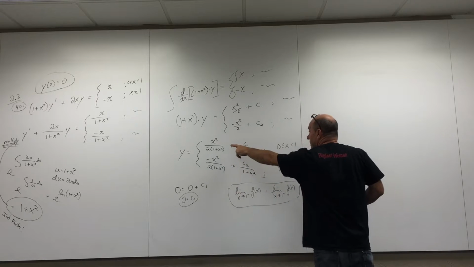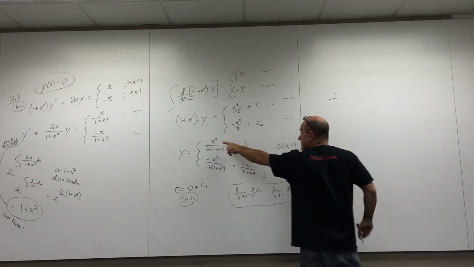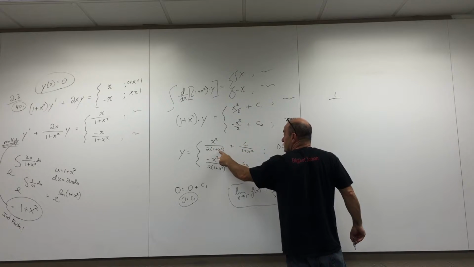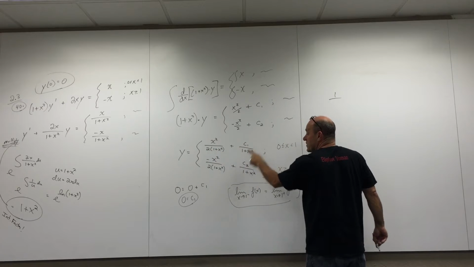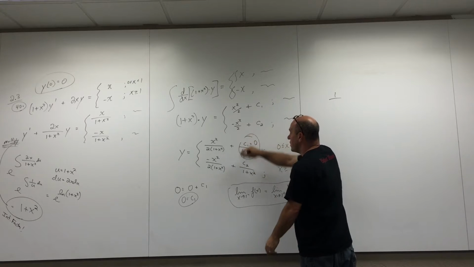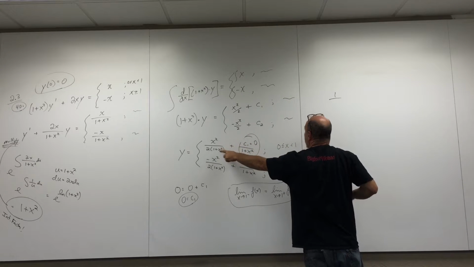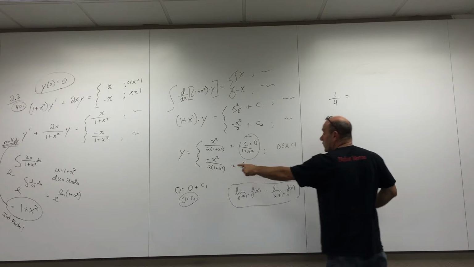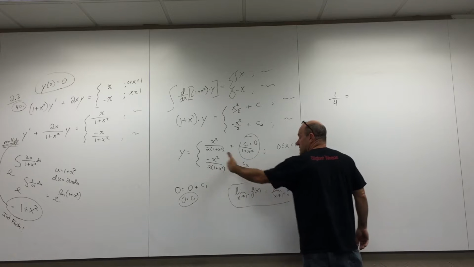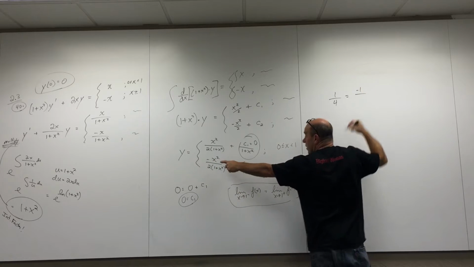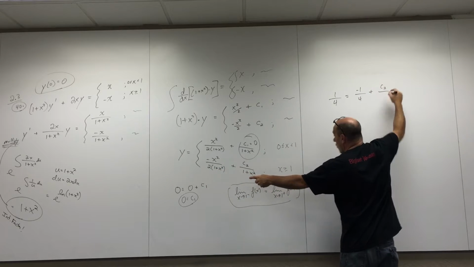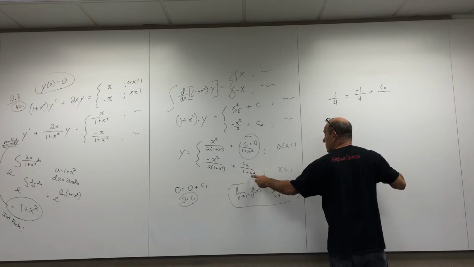So plugging a 1 into here would be 1 over, that's 1 plus 1 is 2, times 2, that's a 4. Remember, C1 is 0, so this is totally gone because C1 is a 0. That's all just gone. So you're saying that's a 1 over 4, and I'm setting it equal to the right-hand side when x is a 1. The right-hand side when x is a 1 is negative 1 over 4 plus C2 over 2 when x is a 1.